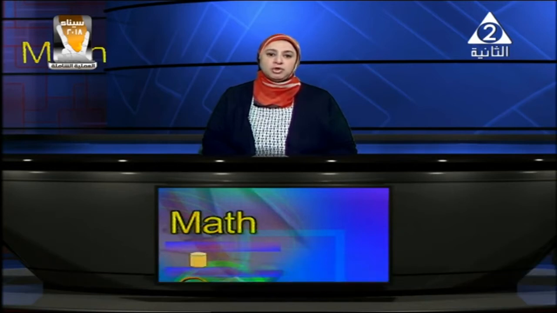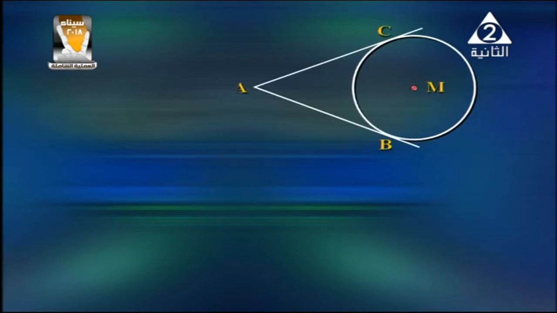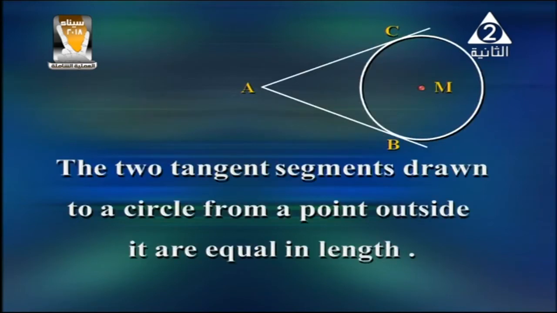Today we are going to have a new lesson, which is the relation between two tangents drawn to a circle from a point outside it. Let us start our lesson. What is the relation between the tangents of a circle? You are going to have a theorem which says that the two tangent segments drawn to a circle from a point outside it are equal in length.